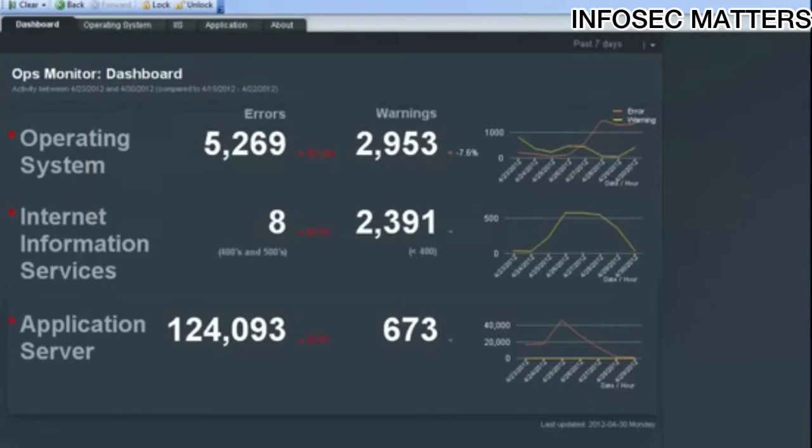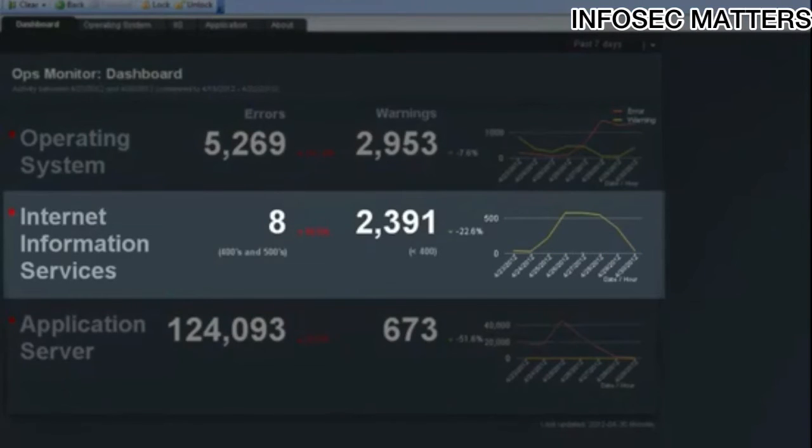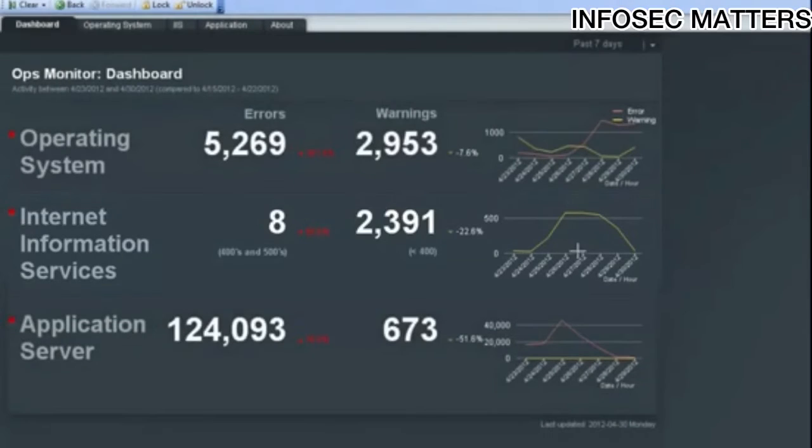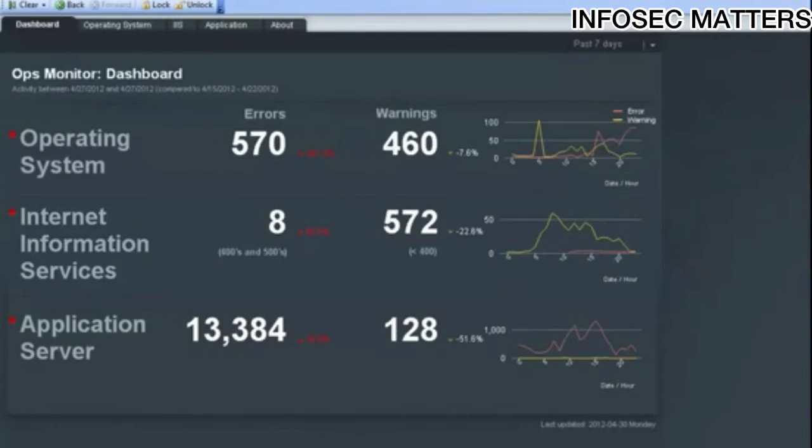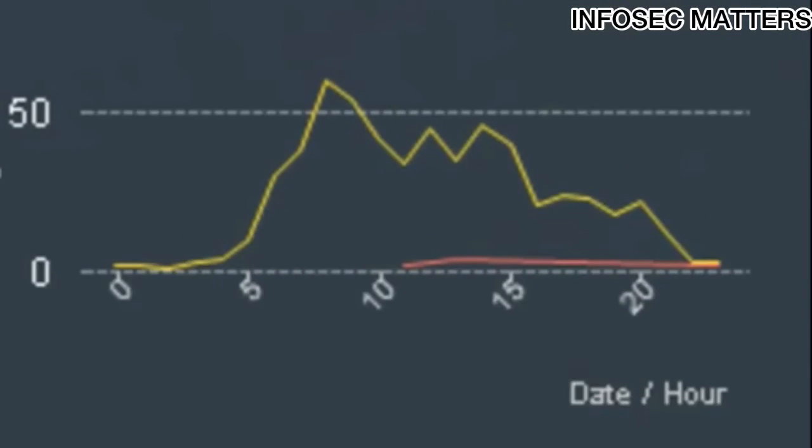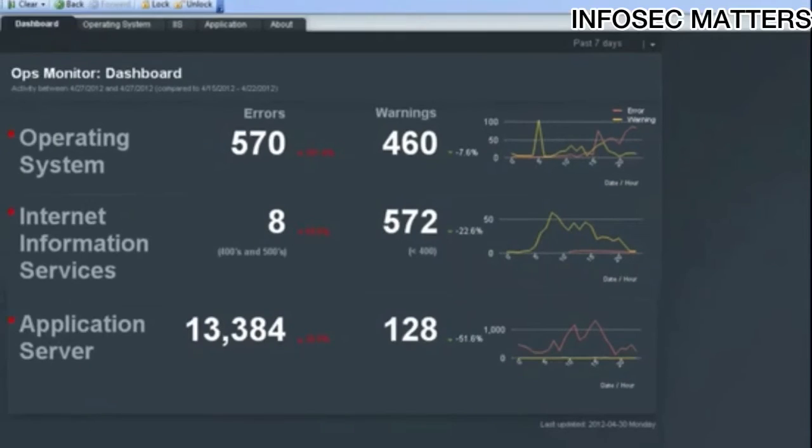For Internet Information Services, there were no errors over the weekend. We only see errors on April 27, 2012, and the warnings decreased over the weekend. If I drill down in the chart on April 27, 2012, I can see that the errors started around 11 a.m. and continue through the remainder of the day.